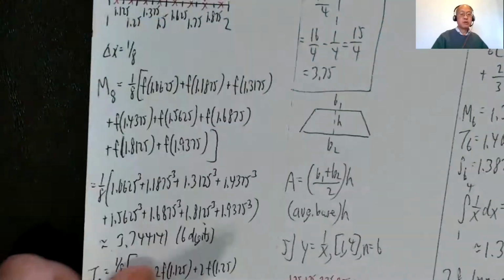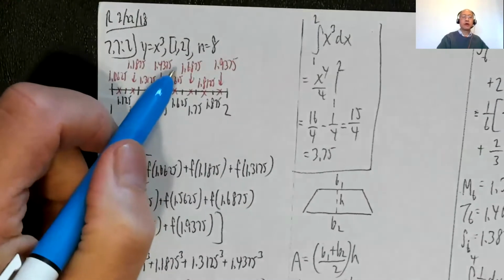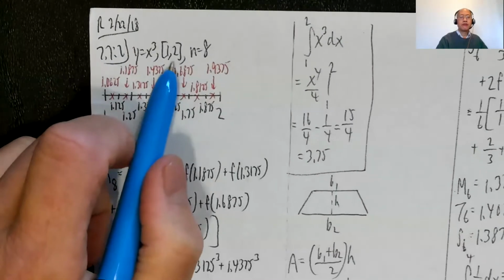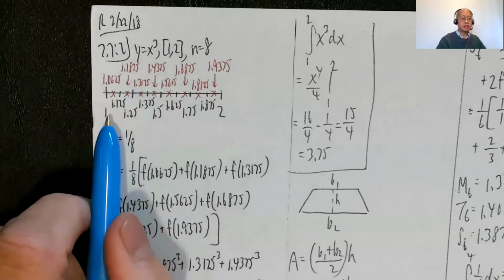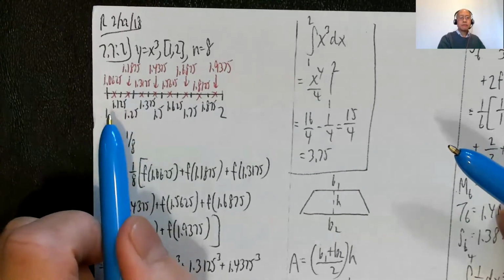All right, we're continuing on with 7.7, the midpoint rule, trapezoidal rule, and Simpson's rule. Okay, problem number 2. y equals x cubed between 1 and 2 with n equal to 8. So break the interval from 1 to 2 up into 8 pieces. That means delta x is 1/8.